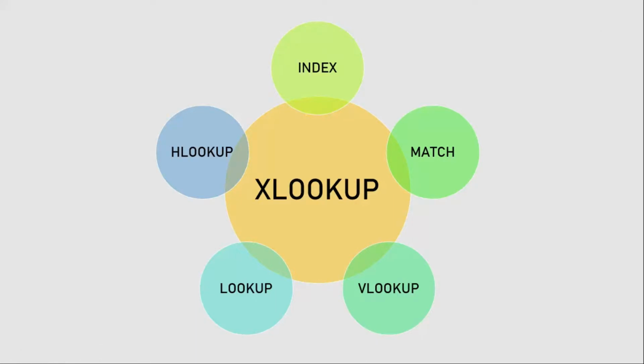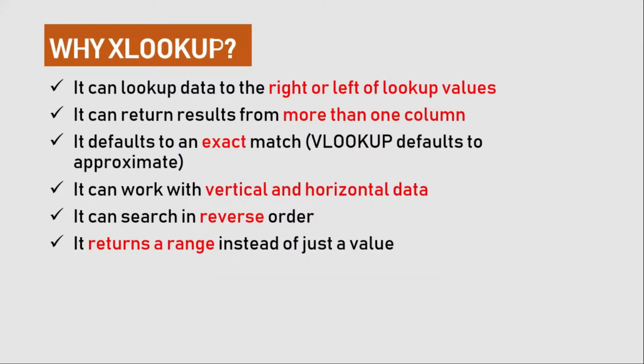Like I said, XLOOKUP is a successor of all these formulas: index match, VLOOKUP, the lookup function, and HLOOKUP. So, why do we need to use XLOOKUP? That's the first question we should have asked ourselves, right? XLOOKUP can look up the data to the right or left of lookup values. If you remember the erstwhile lookup formulas, we used to do a lookup from left to right, so we didn't have an option to do the other way around. The next good thing about XLOOKUP is it can return results for more than one column. It's an array function where you need not freeze a particular column and then assign a number in your formula. It can give us the result for more than a column.